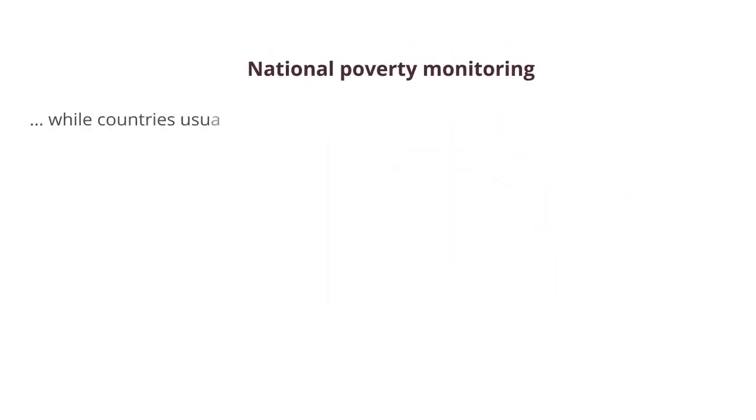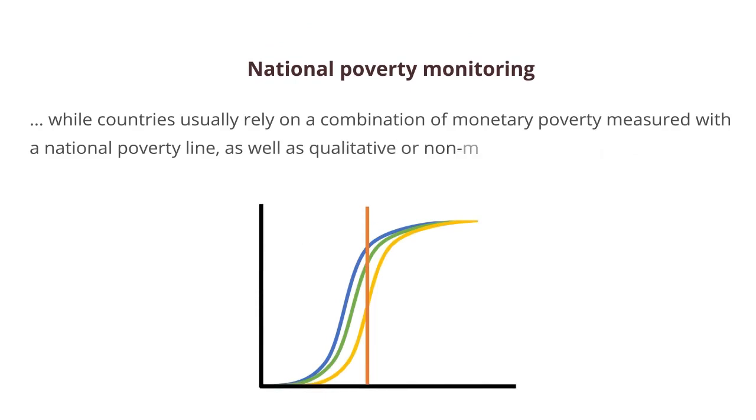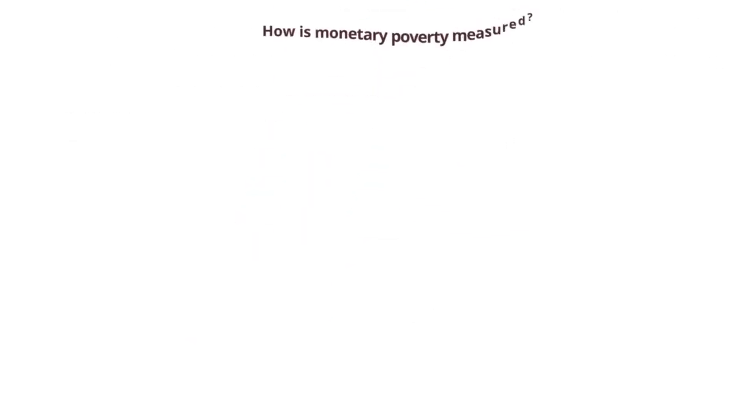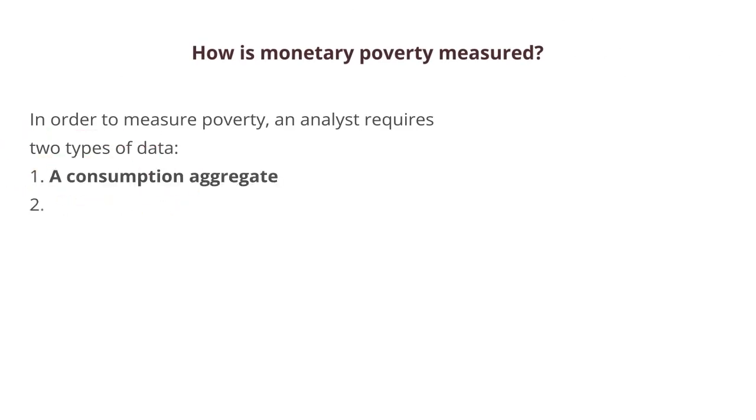National poverty is actually a little bit different, though. The international poverty line is not useful for national measures because generally it is quite low. We need a national context-specific line that is used for domestic and regional policymaking. In order to develop a national measure of monetary poverty, an analyst requires two types of data. The first is a consumption aggregate, and the second is a cost of basic needs poverty line.